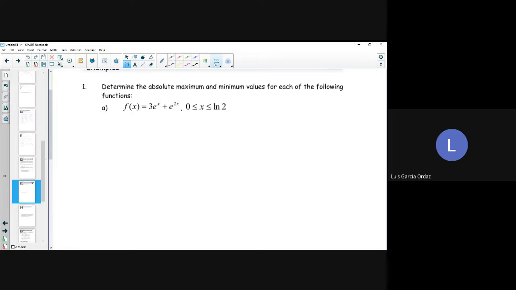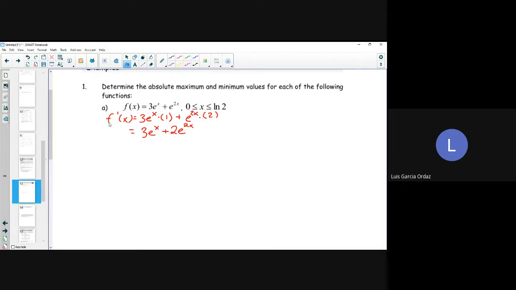Remember, my derivative of anything that has e to the x is just e to the x times the derivative of your exponent. So for this one, my derivative would be 3 times e to the x times the derivative of my exponent x, which is just 1, plus e to the power of 2x times the derivative of my exponent 2x, which just gives me 2. And if I simplify, I get 3 times e to the power of x plus 2 times e to the power of 2x.